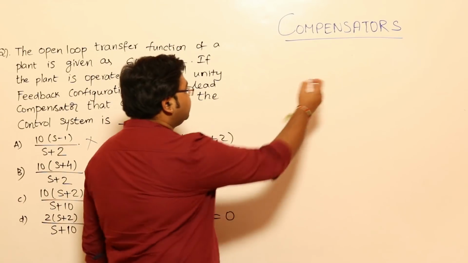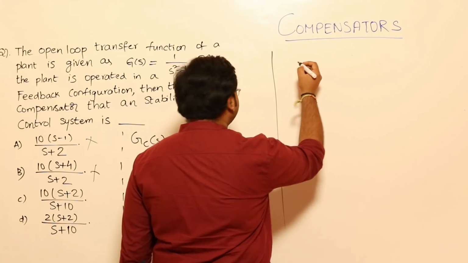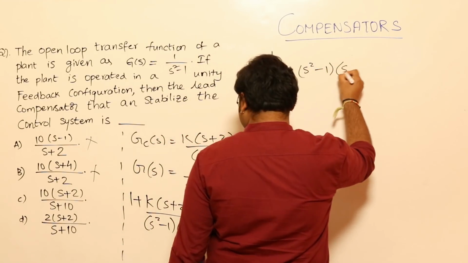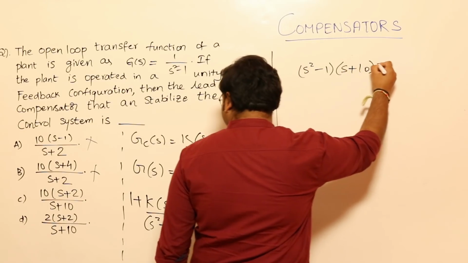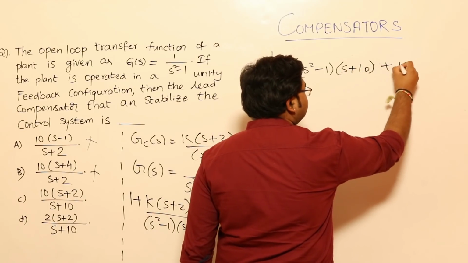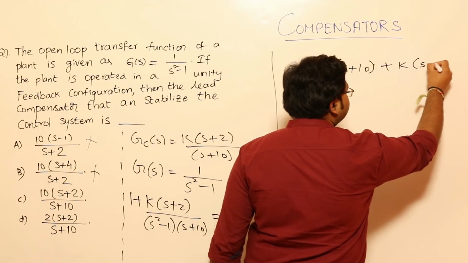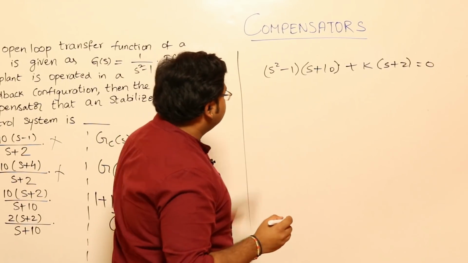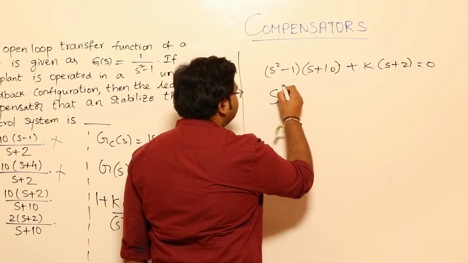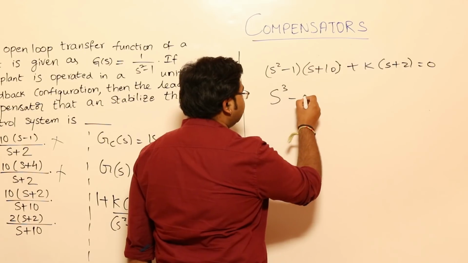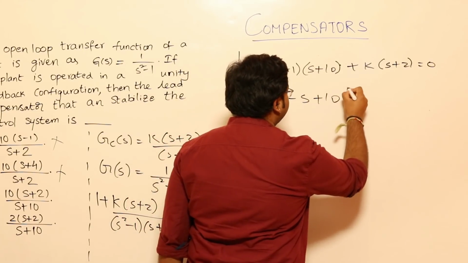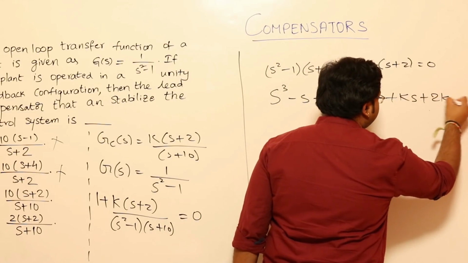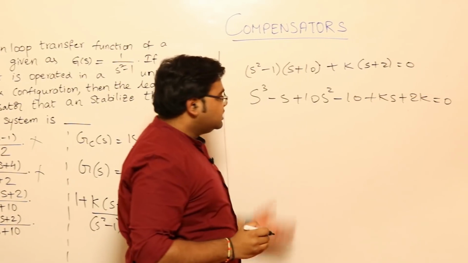So what will I get? Let me write over here. I have (s squared minus 1) into (s plus 10), plus k into (s plus 2), equals 0. Very quickly, let me multiply it. I have s cubed, minus s plus 10s squared minus 10, plus ks plus 2k, equals 0. A cubic polynomial.